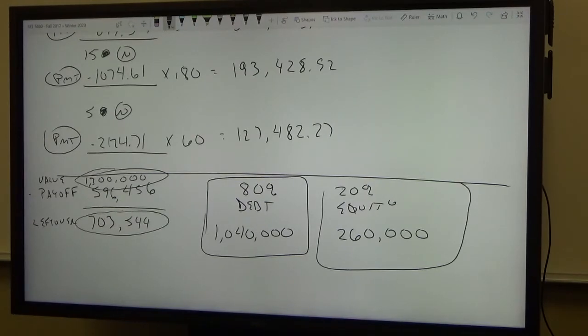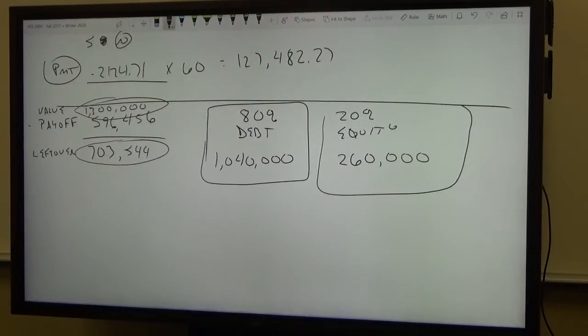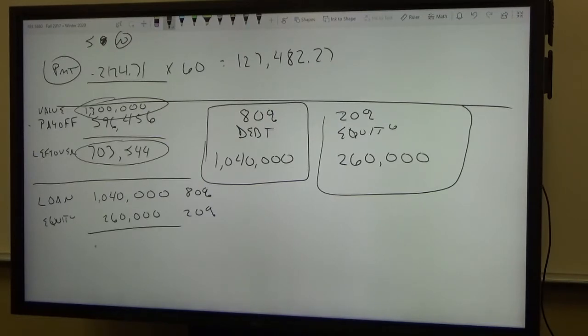Okay, so the lender says, yeah, I'm willing to give you a loan for 1,040,000, yes? Okay, so we take that, which is going to be 80% of the total. And then they say, all right, in order to do that, we want you to contribute 20%, or 260, into that deal, for the total of the 1.3 million.